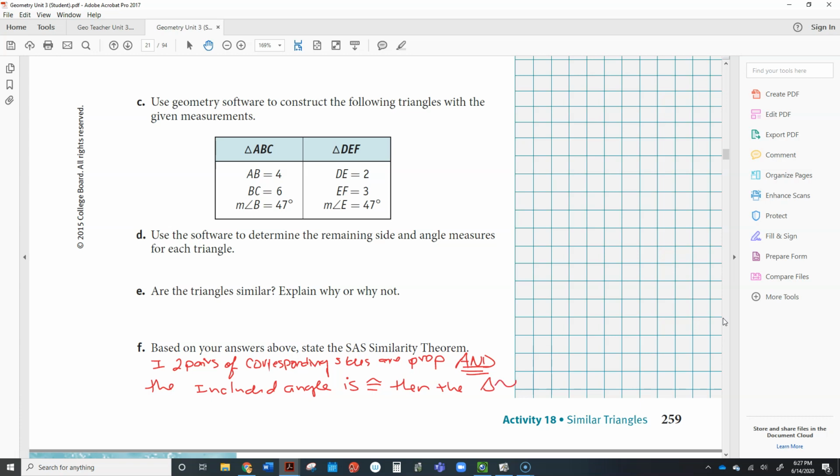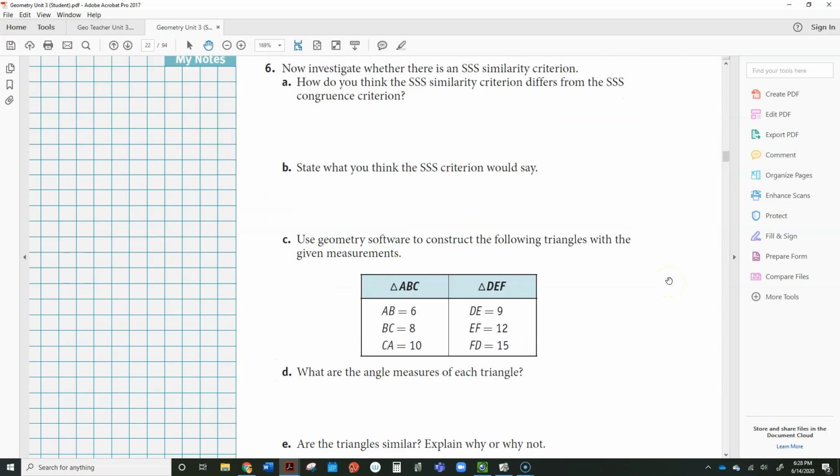Now, it has to be the included angle. So, in other words, if you have this triangle and you have this triangle, and you know this side is similar to this side and this side is similar to this side, then it has to be these two angles that are congruent. It has to be the included angle. It can't be this angle is congruent to that angle. It has to be the included angle. Okay.